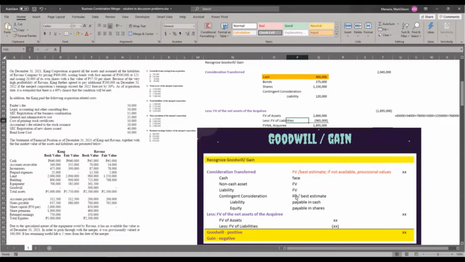How to measure that? Sabi natin, fair value or best estimate. So in this case, we don't have the fair value, but we have the best estimate amounting to 60% probability. So with that, 200,000 multiplied by 60%. Now we have calculated the consideration transferred amounting to 2,045,000.